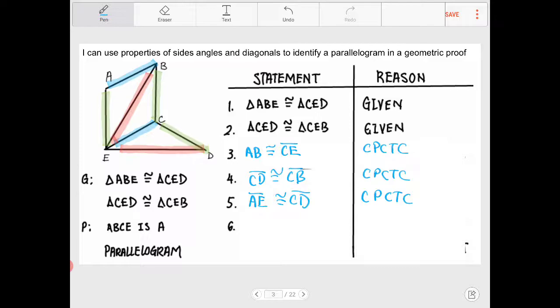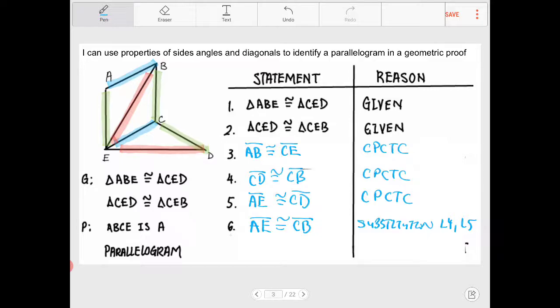So if you look at this, we have all this information right now. We have AB is congruent to CE and CD is congruent to CB. A lot of things are happening. If you look at this, I can immediately say that, therefore, AE is congruent to CB because of substitution. Between which lines? I am substituting information from line 4 and line 5.